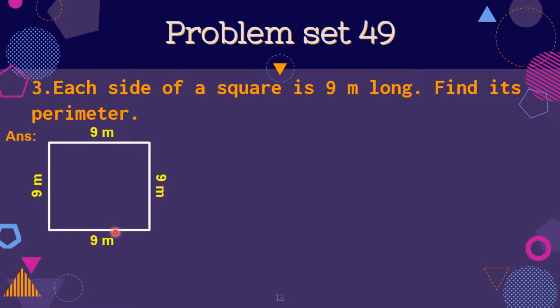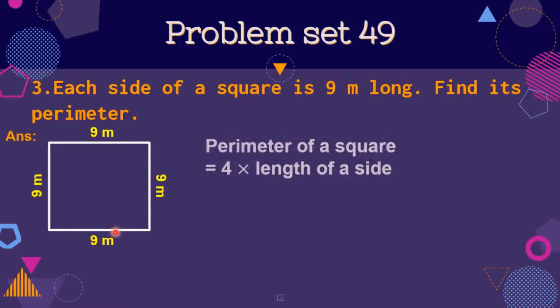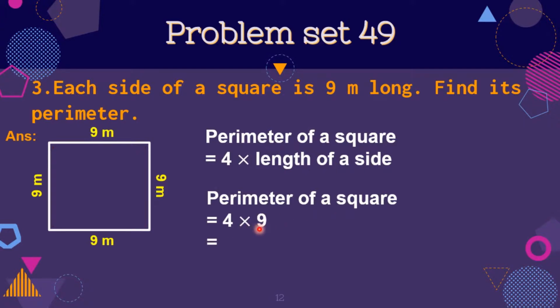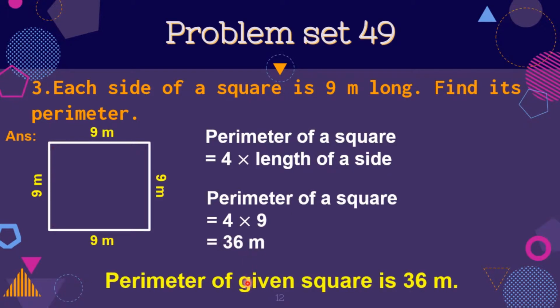We have the formula of perimeter of a square is equal to 4 into length of a side. Here we have length of a side is 9 meter. So we write perimeter of given square is equal to 4 into 9, which is equal to 36 meter. Hence, perimeter of given square is 36 meter.